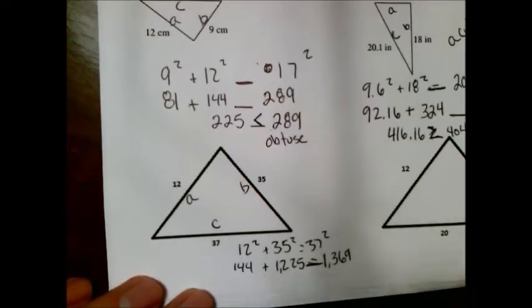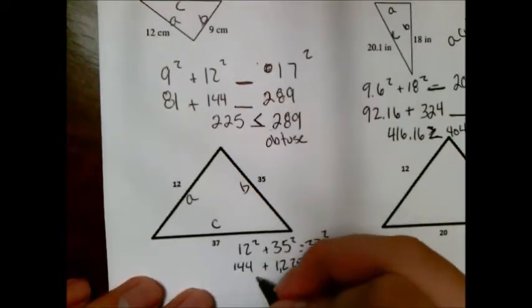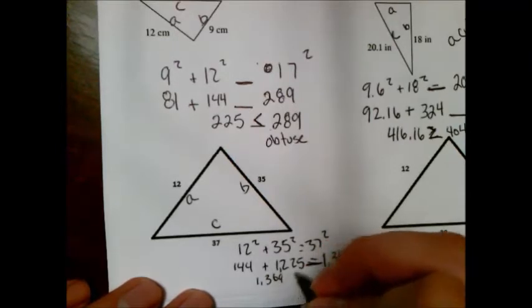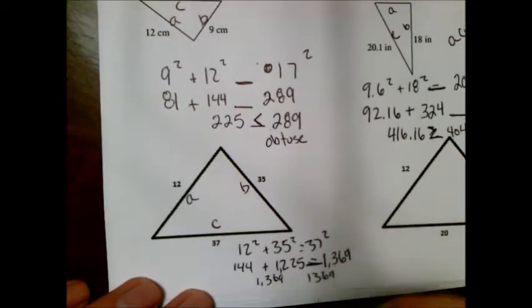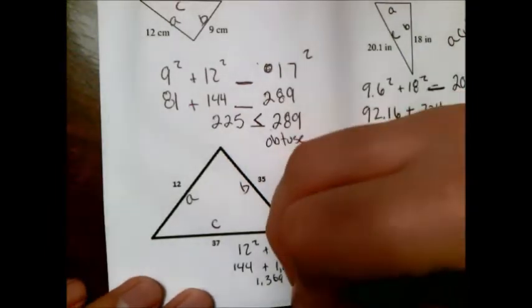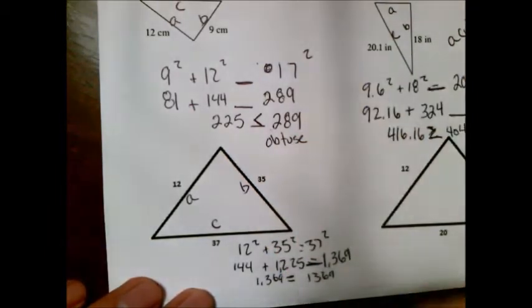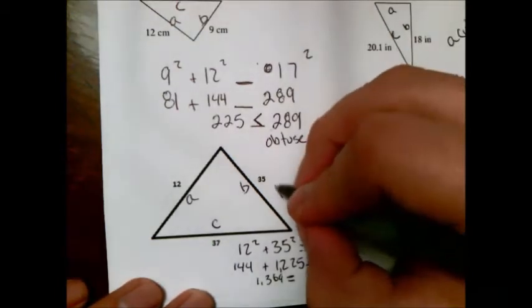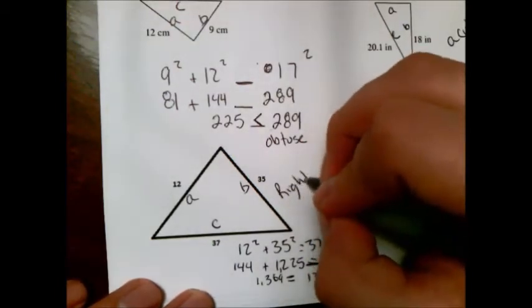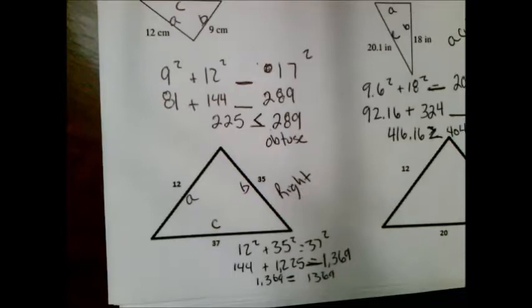So we're going to add these two together. This should give you 1,369. And this is 1,369. So know that since they're the same number, they are equal. And since they are equal, this is a right triangle. This is a right triangle. Gotta put that down real fast.